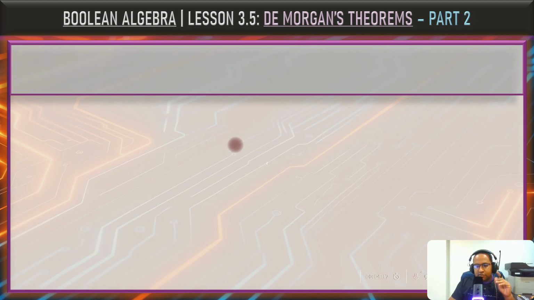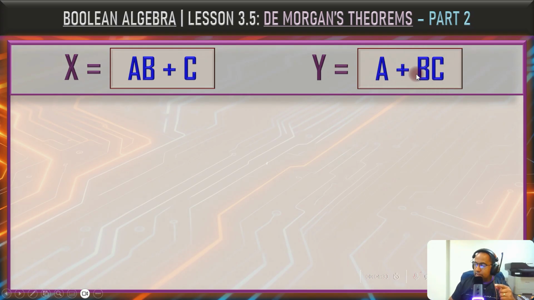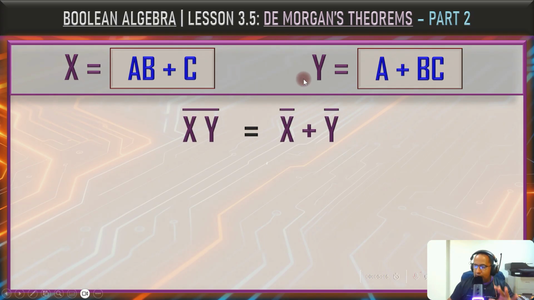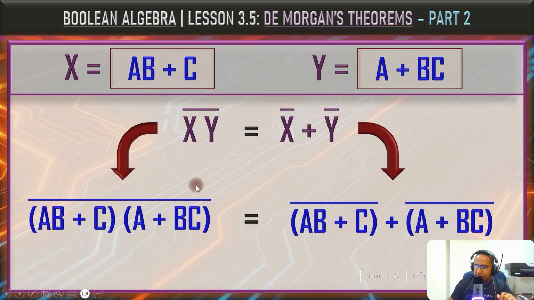For example, let's assume that x is equivalent to a times b plus c, and y is equal to a plus b times c. So now we can apply the Morgan's theorems using this format. So if x and y are equal to these expressions, we can write them like this. Now let's continue simplifying this expression.